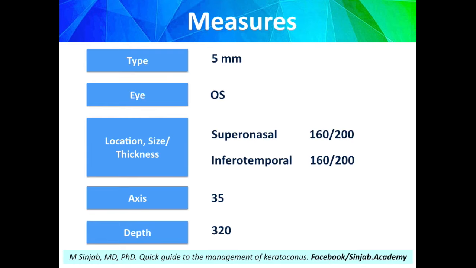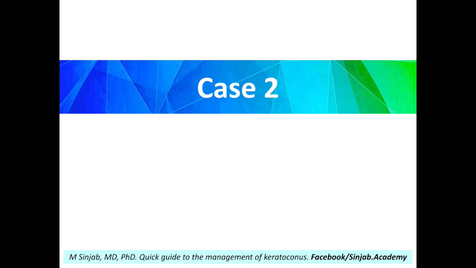So the measurements are type 5 millimeter in the left eye, 2 segments, one in the superior nasal part and one in the inferior temporal part. Both are 160 to 100 microns. The axis is 35 and at the depth of 320 microns.